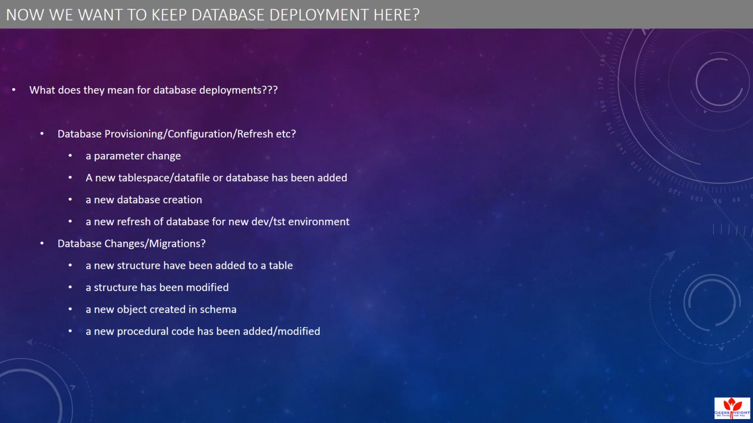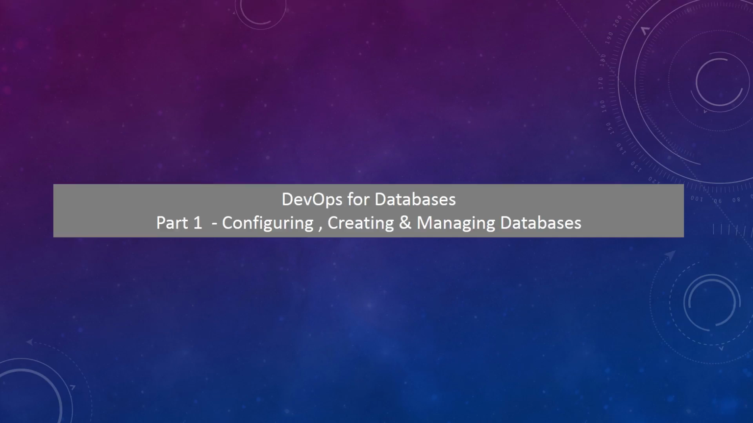When it comes to database changes, it can be a modified structure, a newly created object, a newly introduced procedural code, something like this. These are all database changes, and those are database configuration changes. So how are you going to manage it? How are you going to keep that? Let's look at that.